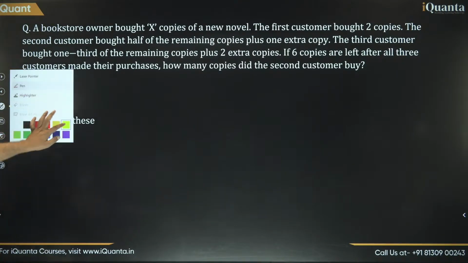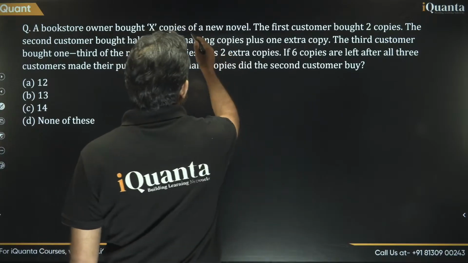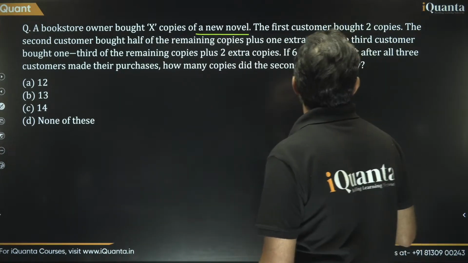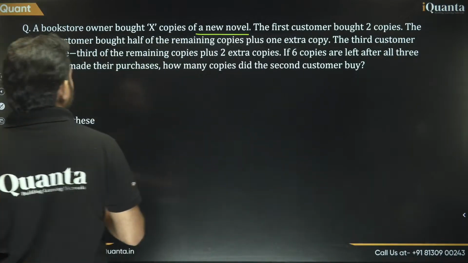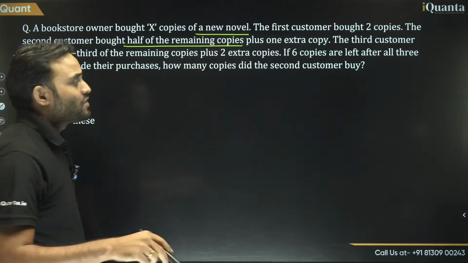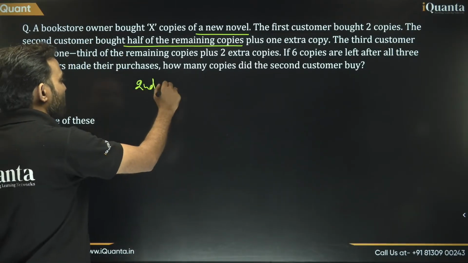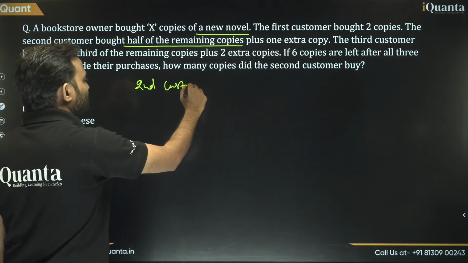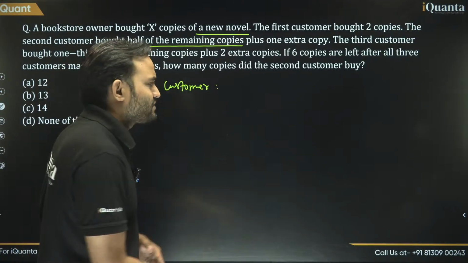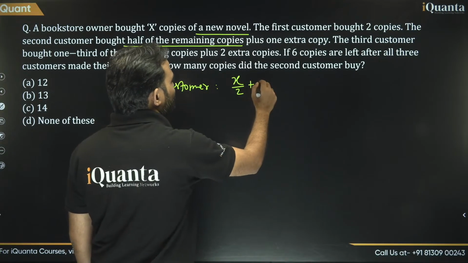Let's check it. It says a bookstore owner bought X copies of a new novel. The first customer bought 2 copies. The second customer bought half of the remaining copies plus 1 extra copy. So the second customer bought half of the remaining, whatever was left, half of that. If X is left, half of that, and plus 1, right?